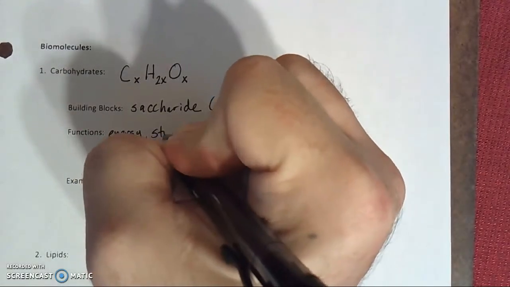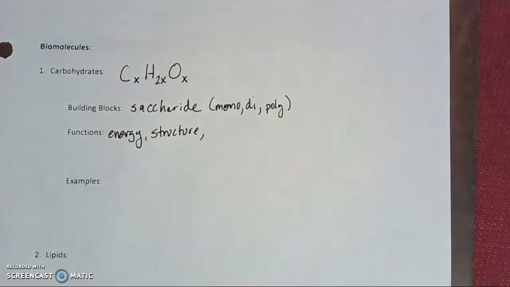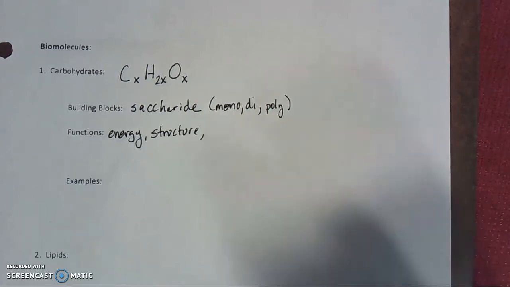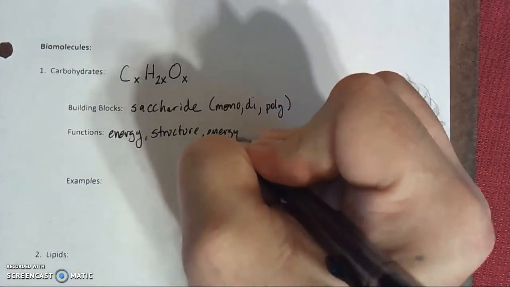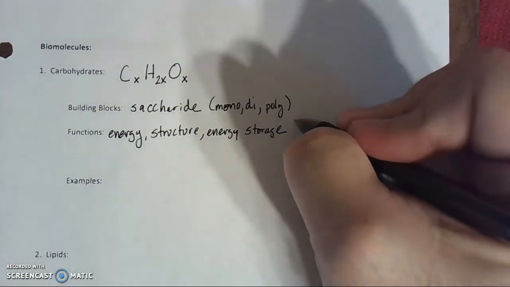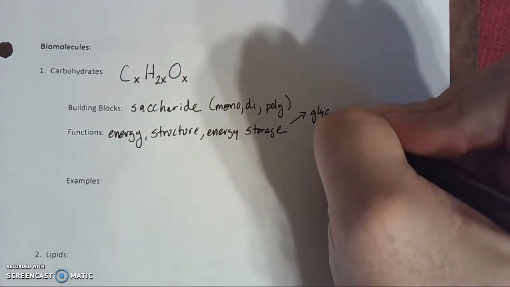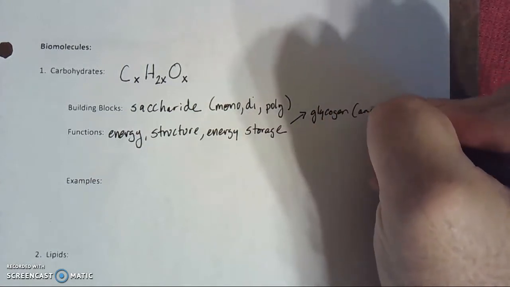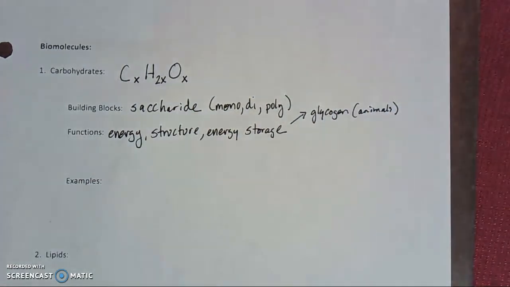Another way that we use these are for structure. Plants use carbohydrates, polysaccharides in particular, for structure. And we also use these for energy storage. So animals typically use glycogen as an energy storage site for glucose. So our livers are actually able to take glucose and make a polysaccharide from that called glycogen that basically allows us to store more energy in a more efficient way.